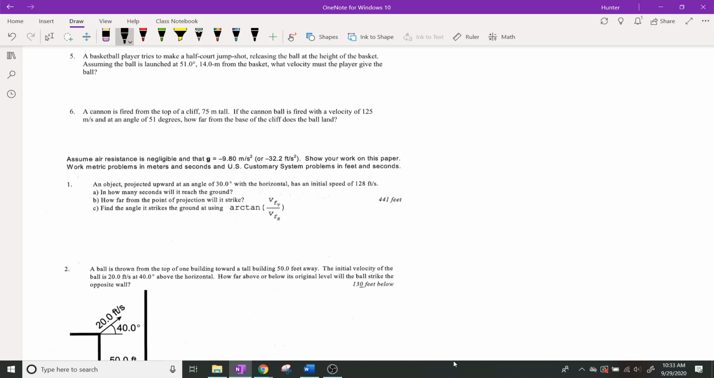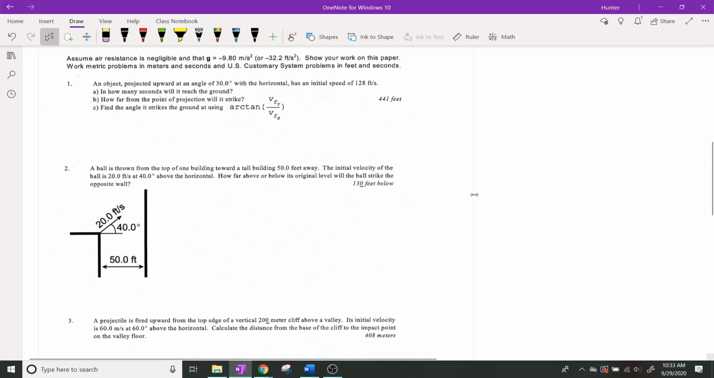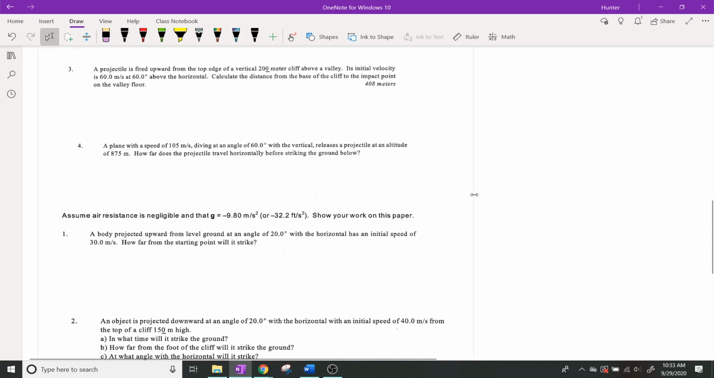Okay, so we want to try number three. Let's go down and look at it. Number three: a projectile is fired upward from the top edge of a vertical 200-meter cliff above a valley. Its initial velocity is 60 meters per second, 60 degrees above the horizontal. Calculate the distance from the base of the cliff to the impact point on the valley floor.